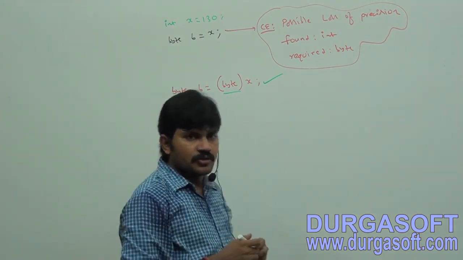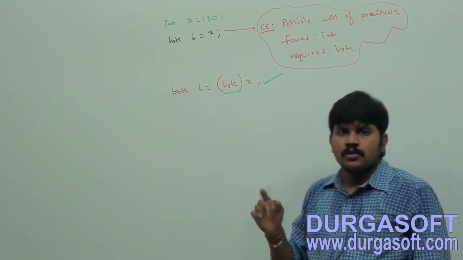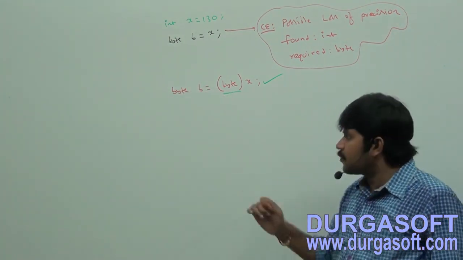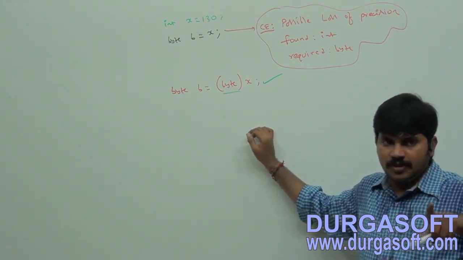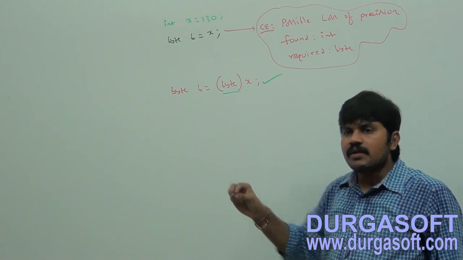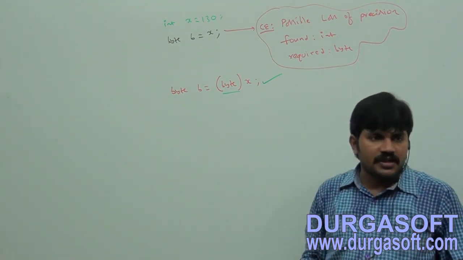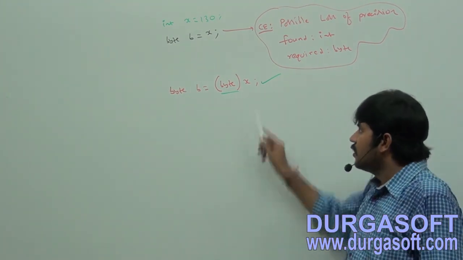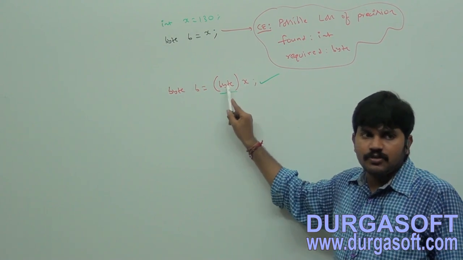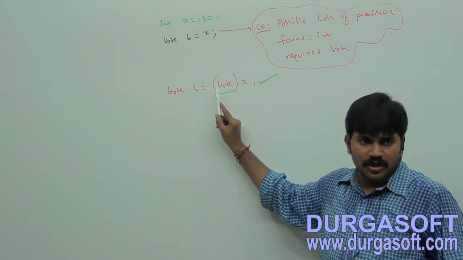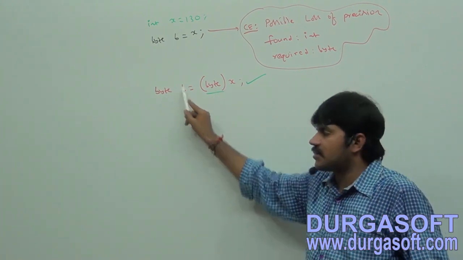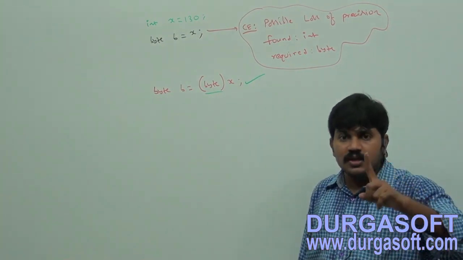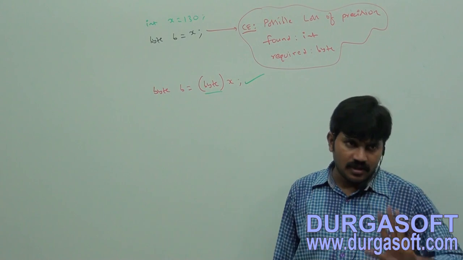Are you getting it, right? So the typecasting which is performed explicitly by the programmer is nothing but explicit typecasting. Explicit typecasting is required whenever we are assigning a bigger data type value to a smaller data type variable. Clear for all of you?